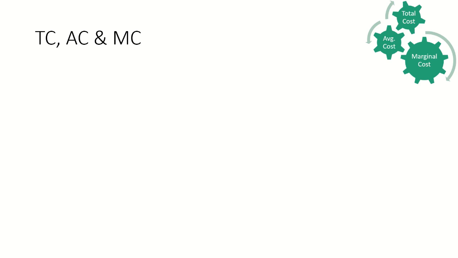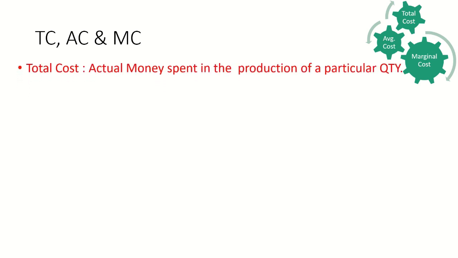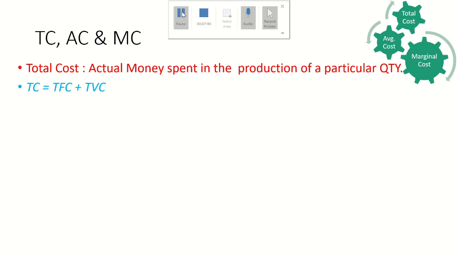First of all, let us see what we mean by total cost. Total cost is the money spent in the production of a particular quantity. It is the actual money spent for producing a particular item. And we can say that TC is equal to total fixed cost plus total variable cost. We already saw that cost consists of two items, fixed cost and variable cost. So TC is equal to TFC plus TVC.